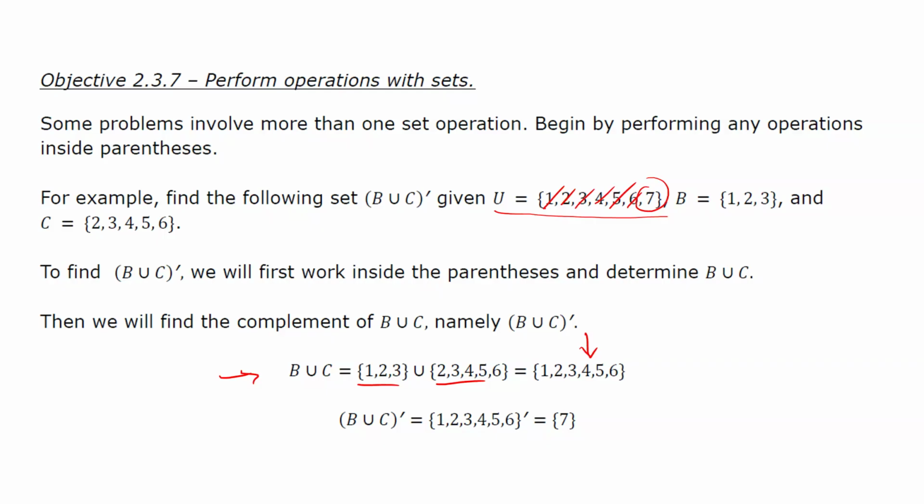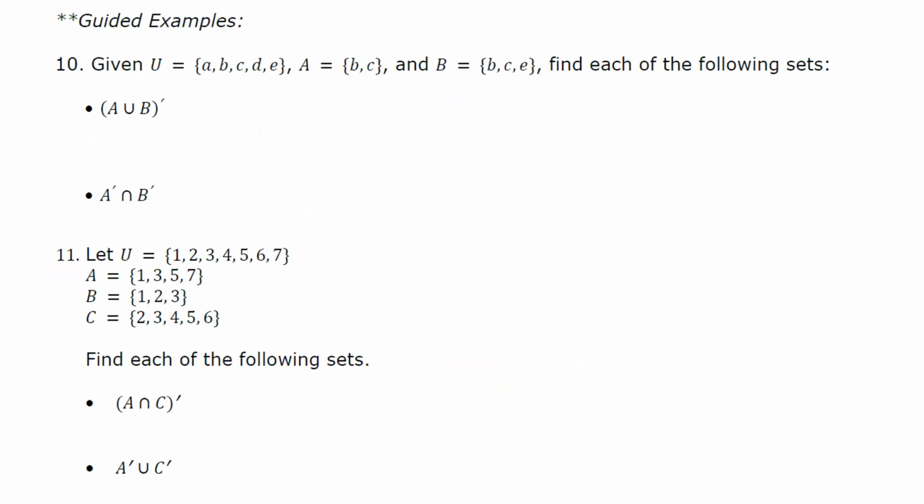When you're doing these problems, remember that union is like joining things together, like a marriage union, and intersection has two things overlapping, like two streets crossing over each other, like a crosswalk. Okay, so let's do these two examples.